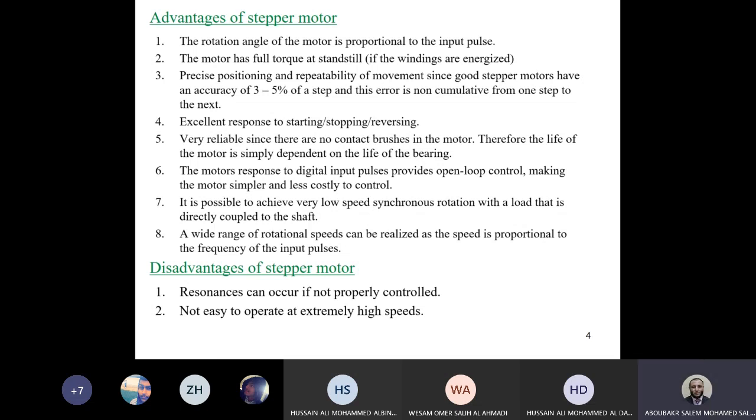Right. So as you can see, we have 8 main advantages and only 2 drawbacks. So this motor as a whole is good.